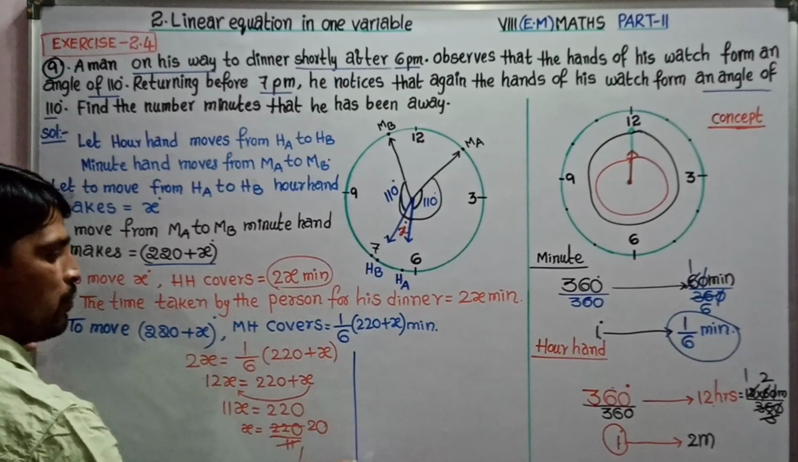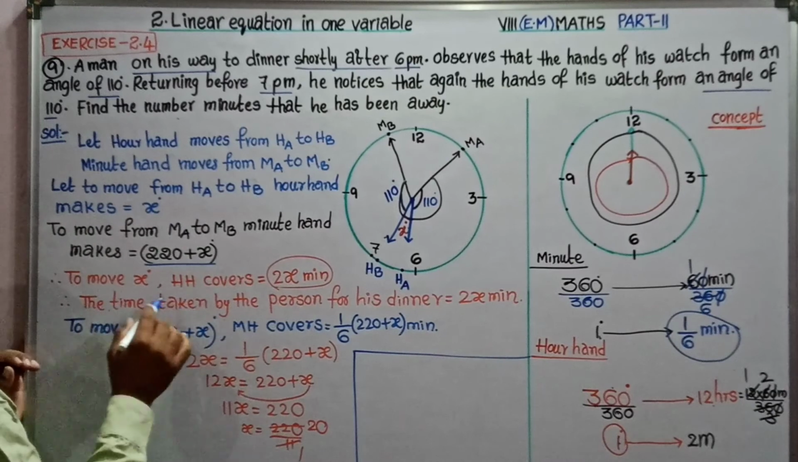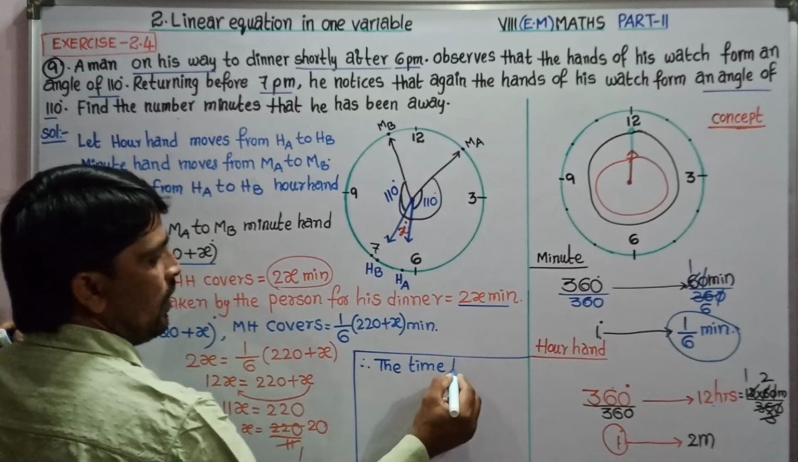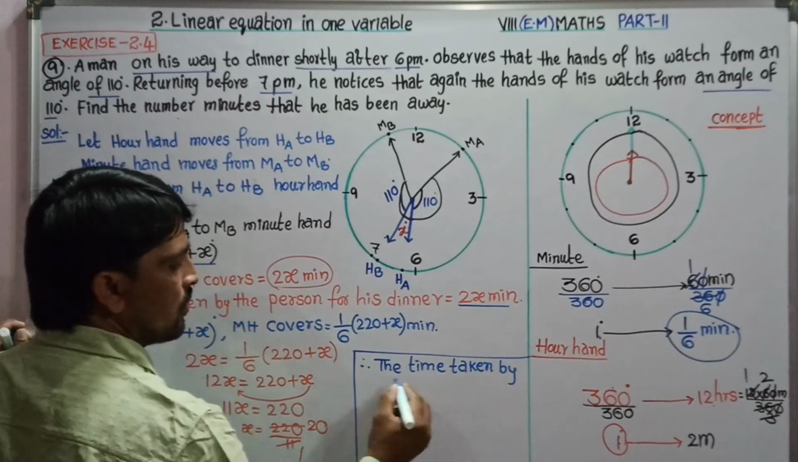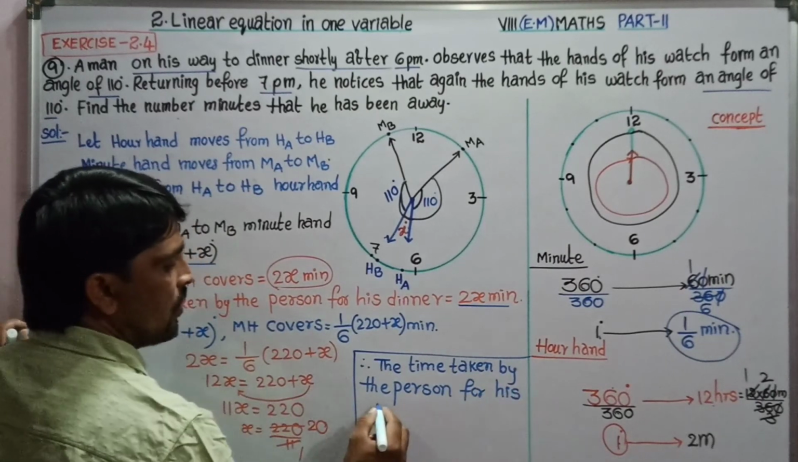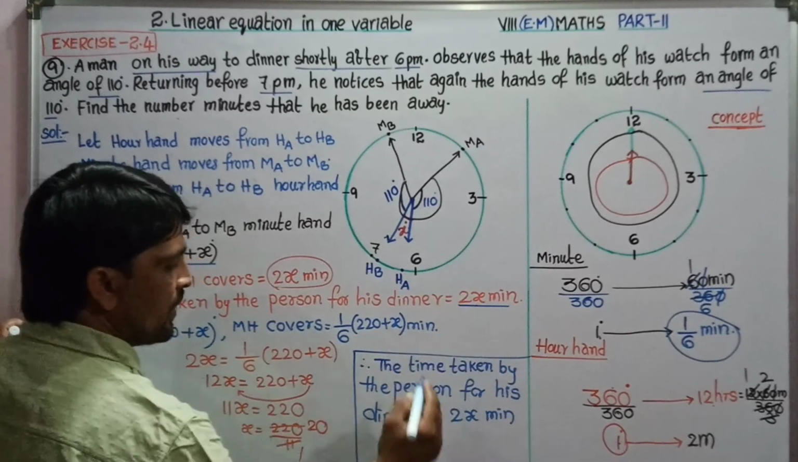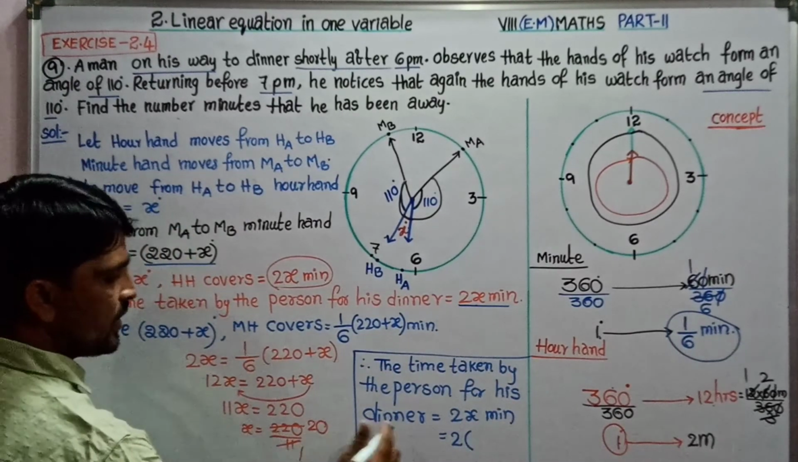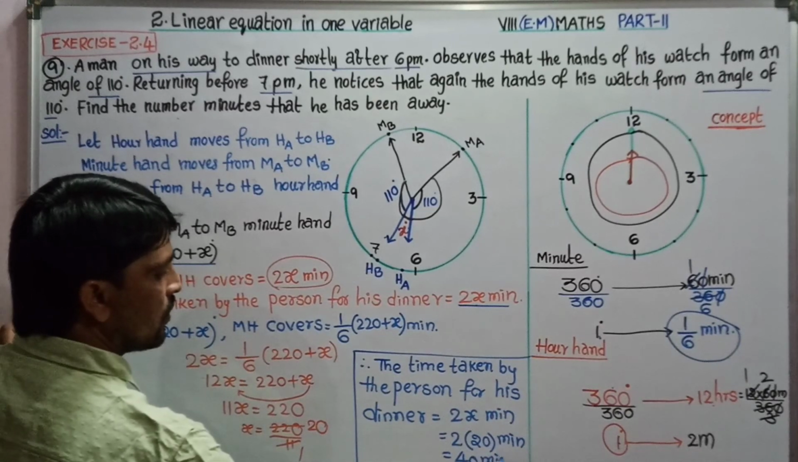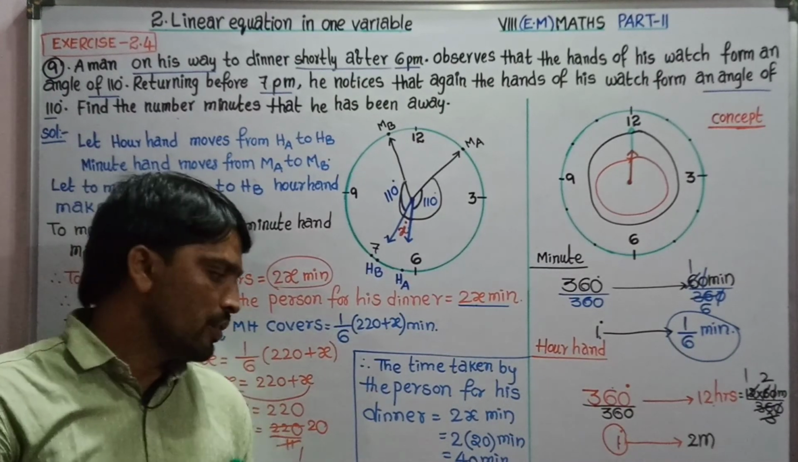Now we have to find the number of minutes that he has been away for his dinner. The time taken by the person for his dinner is 2x minutes. Substitute the x value; we get x as 20. That is twice 20, which is 40 minutes. That is, the number of minutes the person has been away for his dinner is 40 minutes.